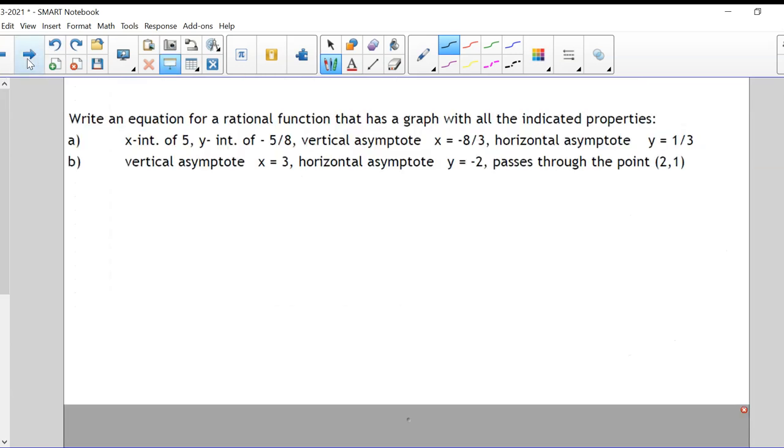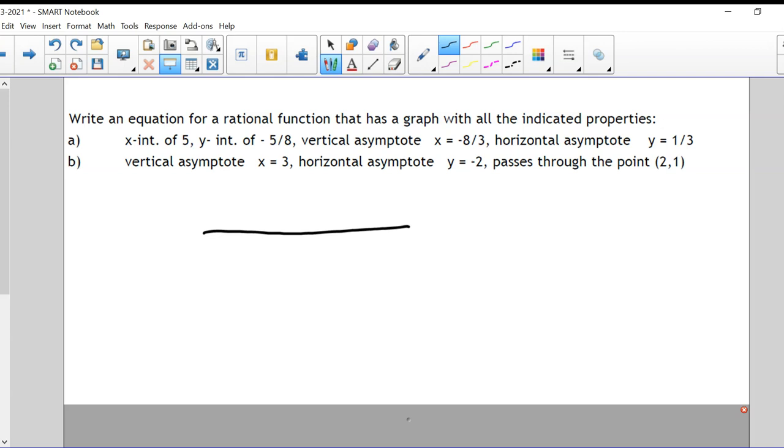Okay. Let's wrap this up with a little bit more challenging question. Let's see if we can get both of these in before the end of the class. Write an equation for a rational function that has a graph with all the indicated properties. Now we have to think back to what we know about the properties. Think back to how you get an x-intercept, because they say the x-intercept is 5. How do you get a y-intercept? They say the y-intercept is minus 5. Vertical asymptote is minus 8 over 3. How do you get all of these things? Horizontal asymptote is 1 over 3. Let's see if we can think this through and come up with a numerator and denominator which will make all of these features happen.